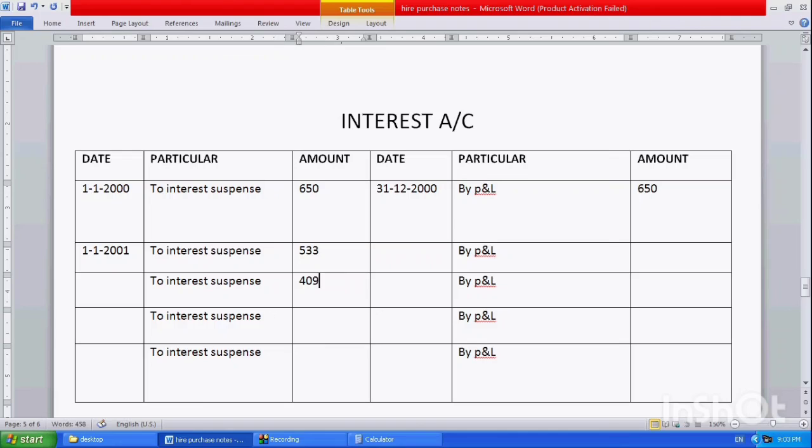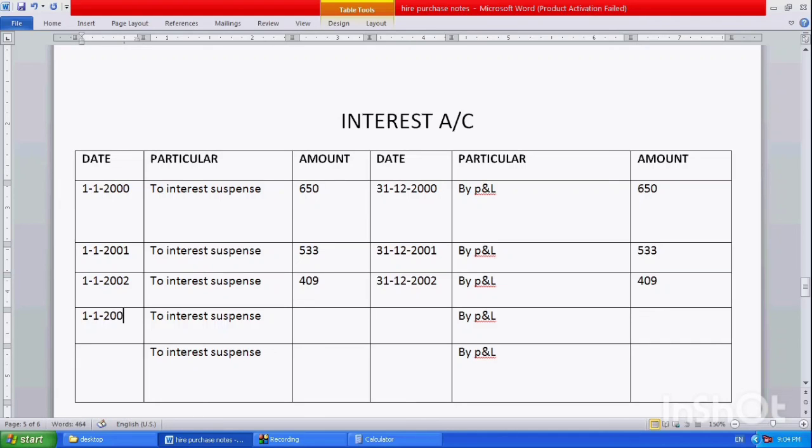Okay, so here the interest is 409, I'm just keeping it here in advance. 31st December 2001, by P&L 533. Okay, 409 by P&L. Now 1st January 2002 to 31st December 2002. This is for the third year. Now let's see the fourth year.